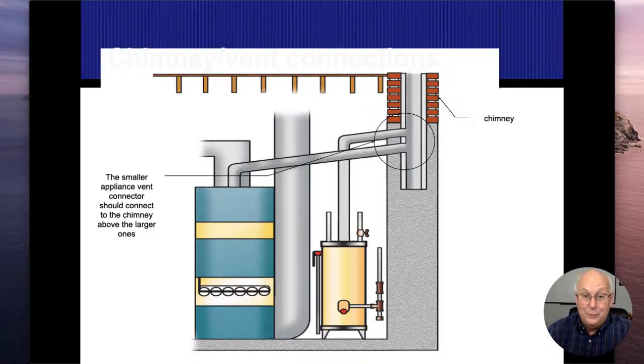But if this is still the original setup and that's how it was done and that's how it was designed, what we're trying to get out of this slide is the lower BTU is above the higher BTU. So the water heater should enter the chimney higher than the furnace does. The purpose of that is so that it helps create a Venturi effect and keeps all the drafting working.